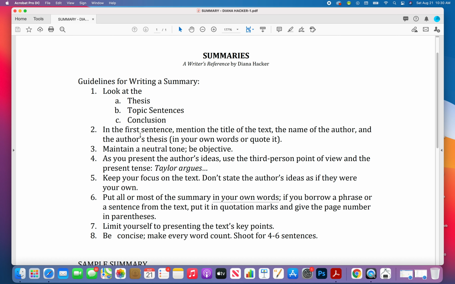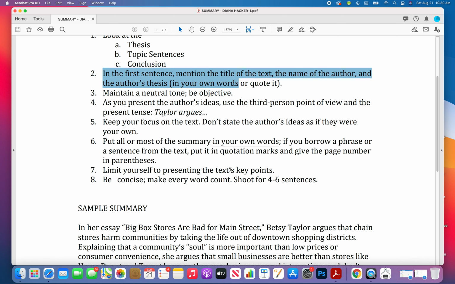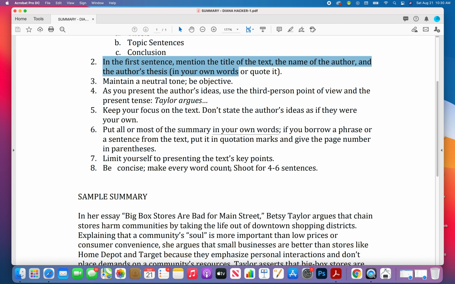In the first sentence, you want to mention the title of the text, the name of the author, and the author's thesis in your own words. I wouldn't quote it, so just reword it in your own words. The text is Classroom in the Wider Culture. The name of the author is Fan Shen. And then you want to reword it in your own way to explain it as if you were explaining it to a friend or someone who's asking you about the text.